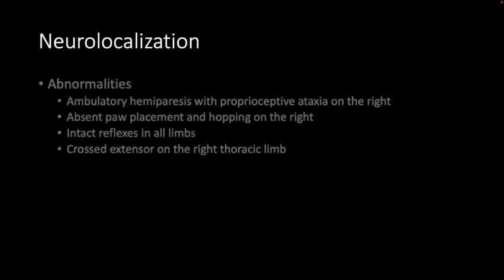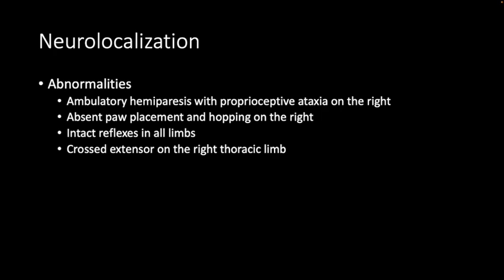So let's go through the abnormalities and see if you agree with my localization. Looking at the gait, we know at least the right thoracic and pelvic limbs are affected, as there was paresis and proprioceptive ataxia in both of those limbs. This means we are either concerned about a cervical or intracranial lesion, and our proprioception agrees with this finding. To ensure this isn't a motor unit disease or a lesion in the intumescence, we need to perform reflexes, which were intact. So, at this stage, we are left with either a forebrain lesion or a C1-C5 myelopathy.